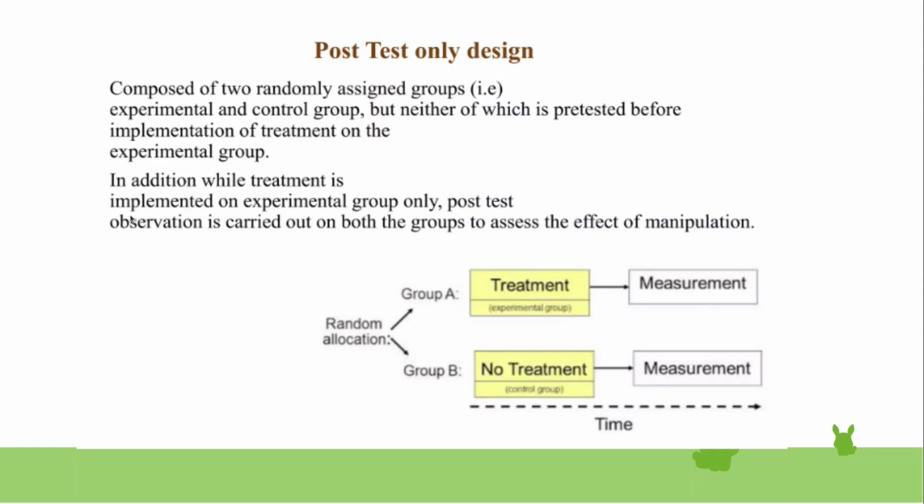In addition, while treatment is implemented on the experimental group only, post-test observation is carried out on both the groups to assess the effect of manipulation. Only one group gets the treatment, the other gets none, but you conduct a post-test in both groups. You can see here measurement is done in both the groups. That's why this design is called post-test only design: no pre-test, one experimental group, one control group, post-test for both, but treatment for only one.